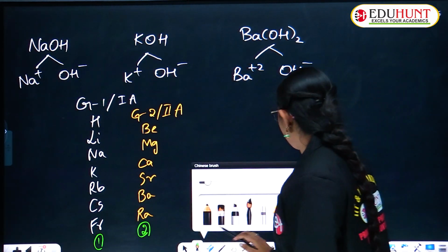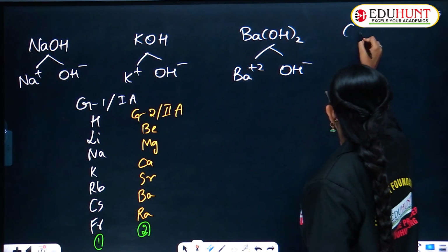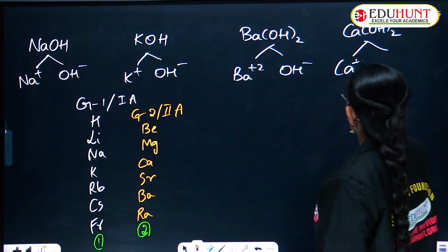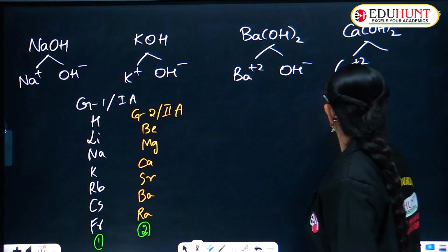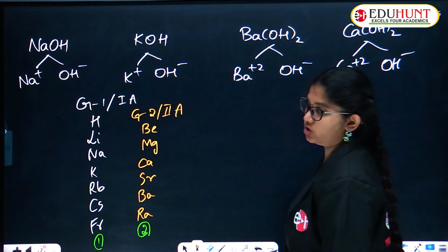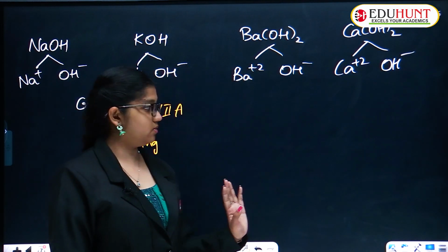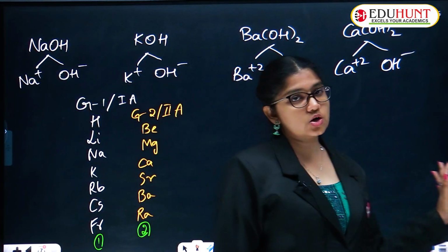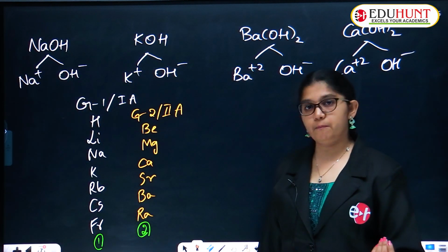And the last example is calcium hydroxide. It will dissociate into Ca plus 2 and OH minus. OH is always only 1, OH minus. In acids, it is H plus. Very good. So these are all the examples for strong bases.